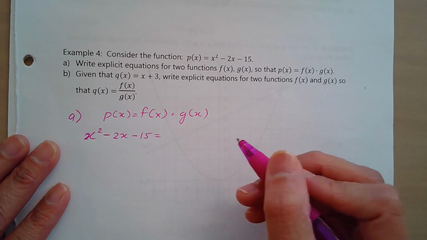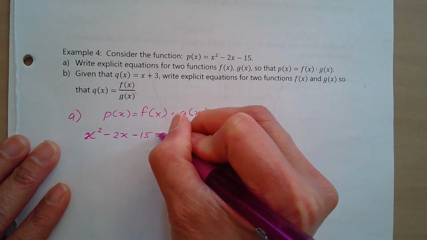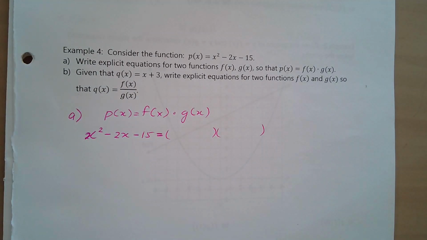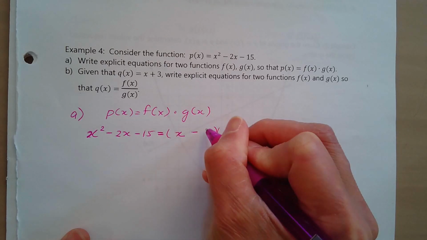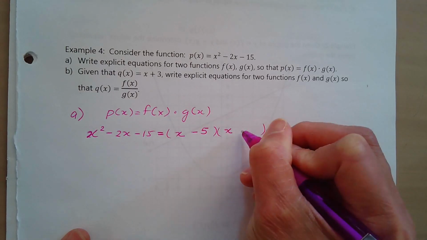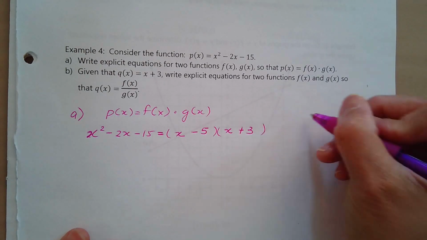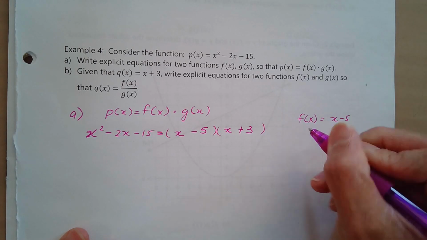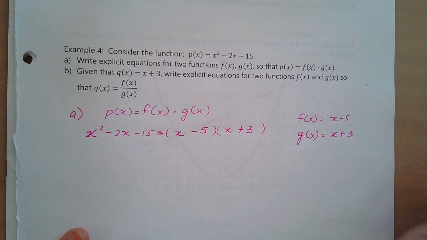That's just like finding the binomials. So you can figure out the binomial times the binomial. It could be x minus 5 times x plus 3. So therefore f of x is x minus 5. The g of x is x plus 3.